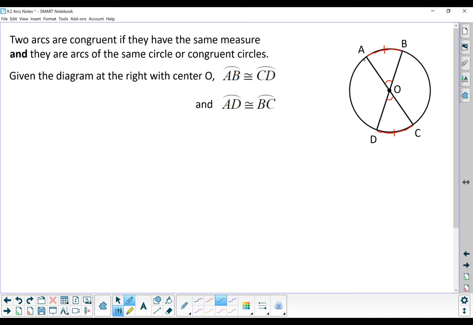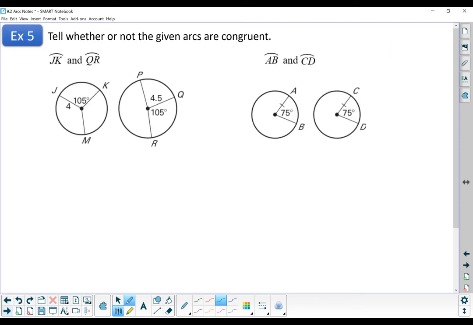We also have arc AD is congruent to arc BC. And again, that's because there's these vertical angles at the center that are equal, which means that the measures of our arcs will be the same, and they're on the same circle, so they're congruent arcs. It's kind of easy to see if the arcs are on the same circle, whether or not they're congruent. But sometimes if the two arcs are on different circles, it's harder to tell.